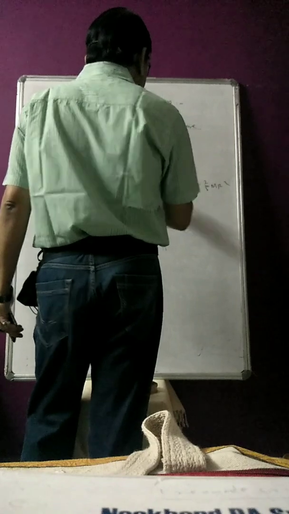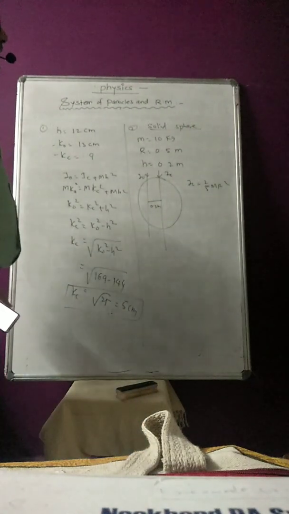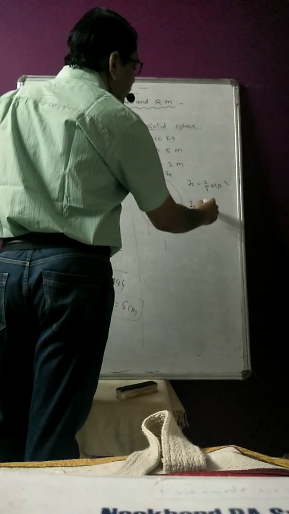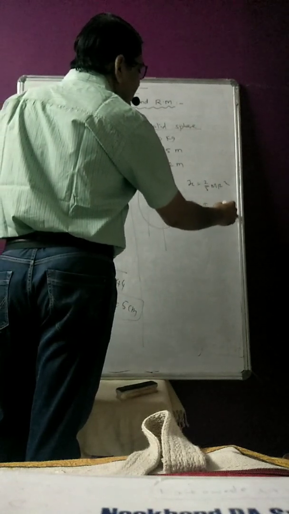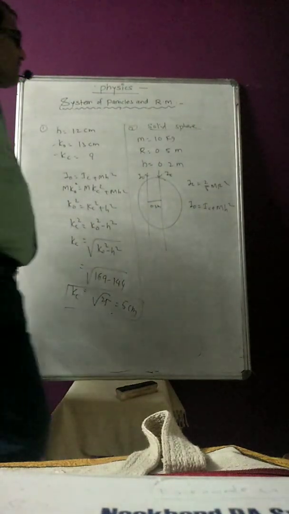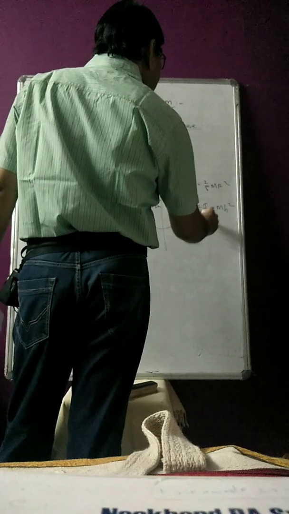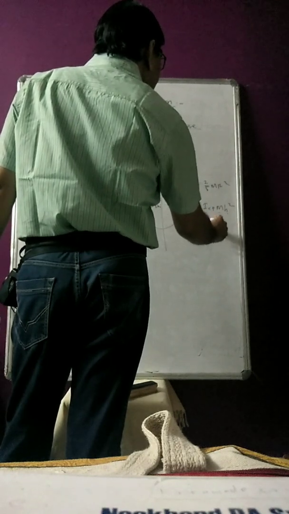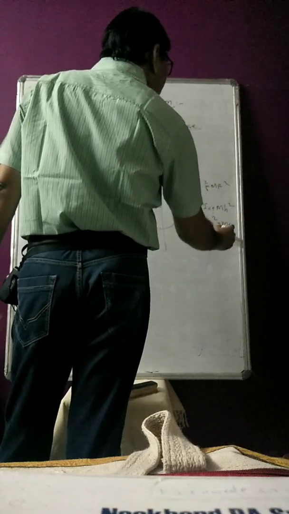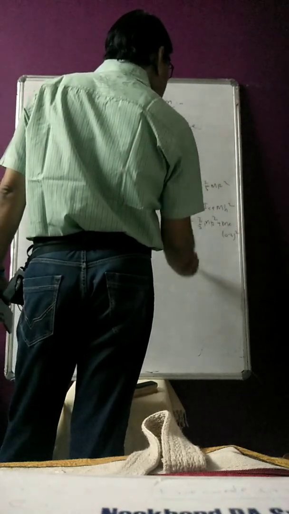I want to find out IO. So what will be the formula here? I will use the formula IO is equal to IC plus mh square. If I use this formula, then what will be the answer? So 2 by 5 mr square plus m into h, which in this case will be 0.2 square. All this is in the SI system.